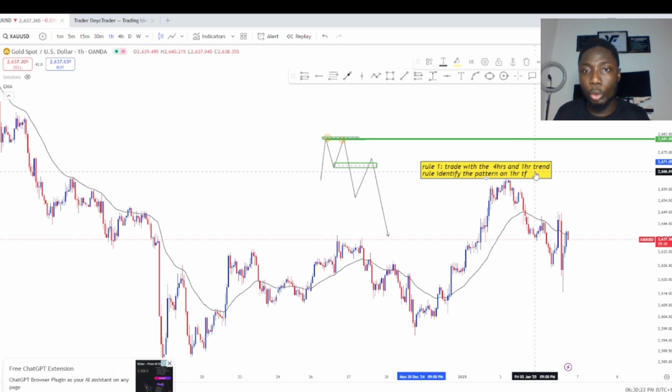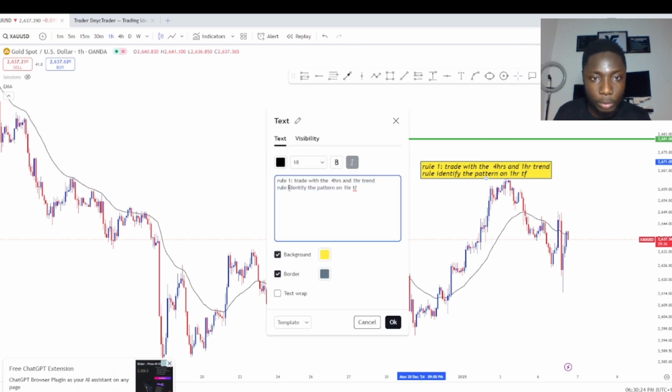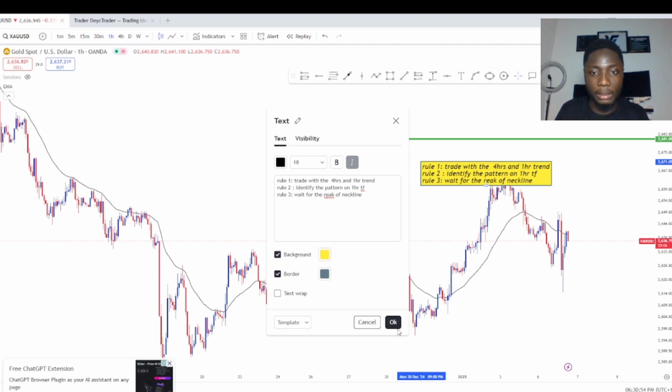Then rule 2, that was rule 2. Then rule 3 will be: wait for the break of neckline. Just wait for the break of neckline, not to complicate it.